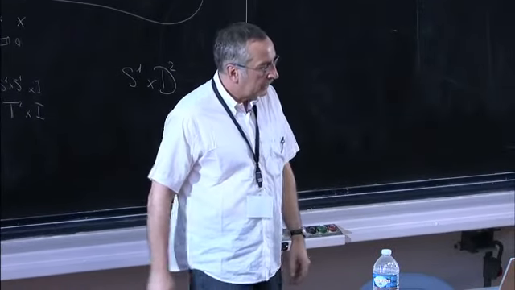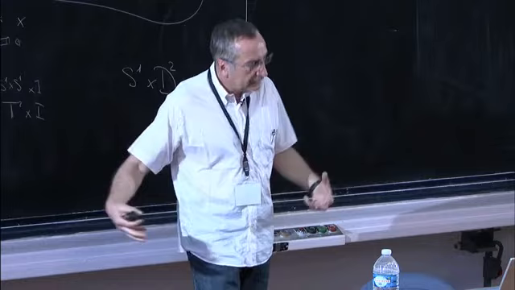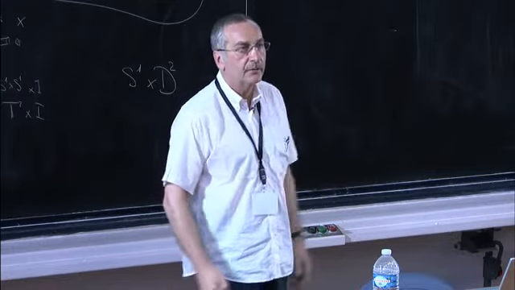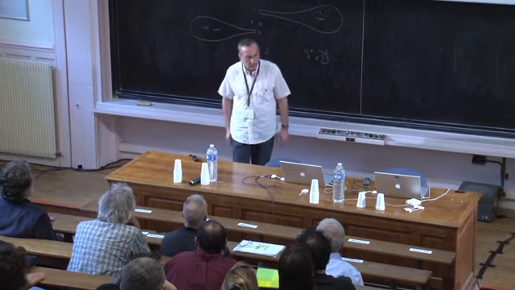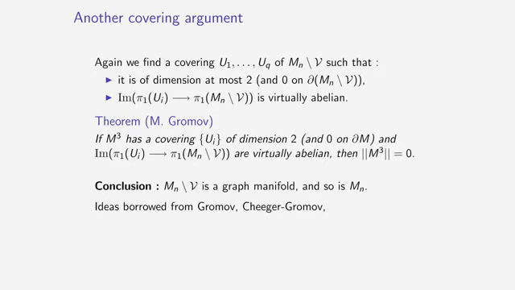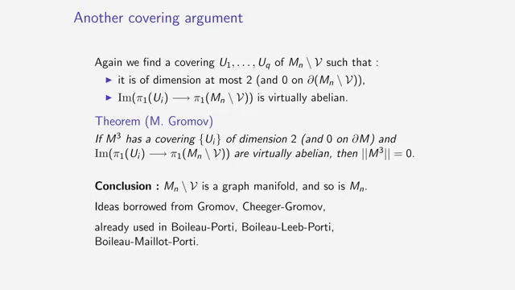Okay, so the conclusion is that this is a graph manifold. It's not difficult to see that if you glue back this very special model that you understand, what is left is a graph manifold. So the ideas are borrowed from Gromov, Cheeger-Gromov. And it already appeared in these papers and book. The last one is a book. And Boileau, Leeb, Porti wrote the proof of geometrization of orbifolds. It was published in the Annals. Don't ask me what I've done in this story. I'm just giving this lecture, more or less.